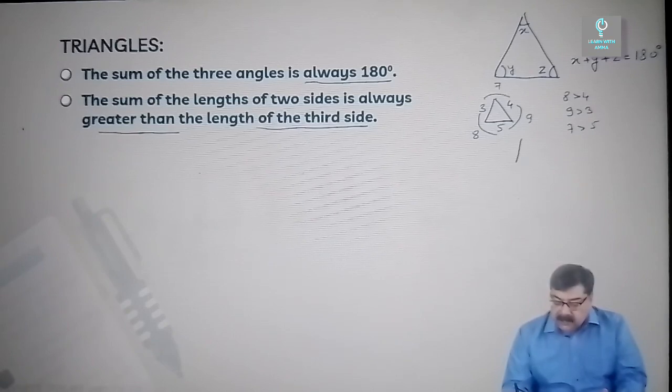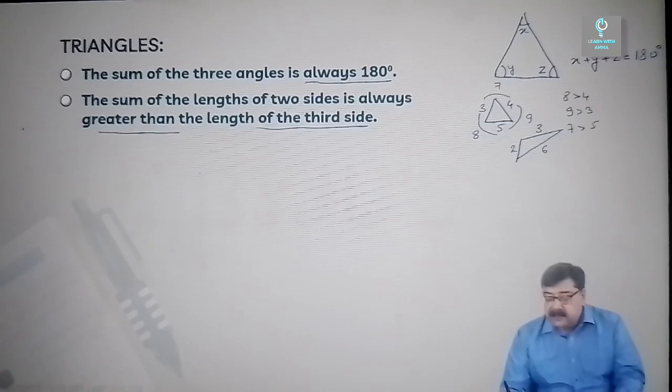So if you come across a triangle which has three sides, such that one side measures 3 centimeters, another side measures 6 centimeters, and the third side measures 2 centimeters, now this triangle cannot be formed. This is not a triangle. Reason? 3 plus 2 is not greater than the measure of the third side, which is 6 centimeters. 5 is not greater than 6.